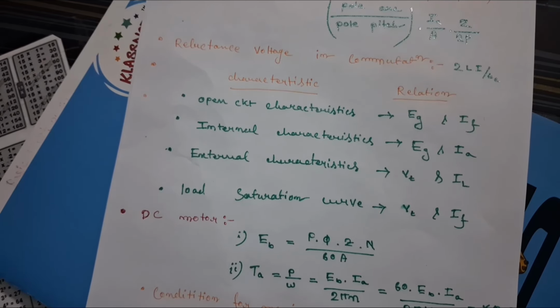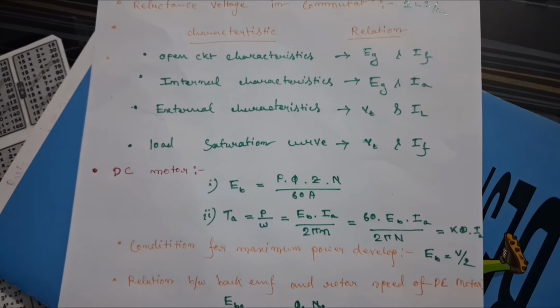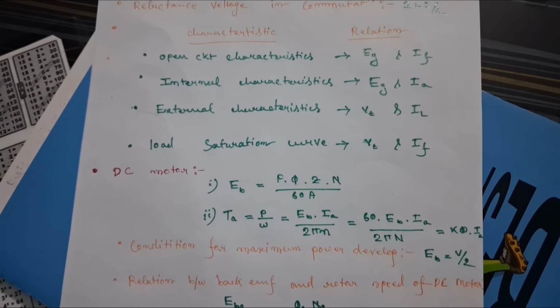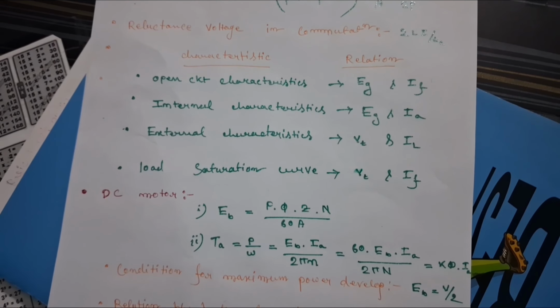Again, torque is equal to 60 Eb Ia by 2 pi N. Here N is speed in RPM. Also, T is equal to K phi Ia. K is constant, phi is flux, Ia is armature current. So, T is proportional to phi Ia.